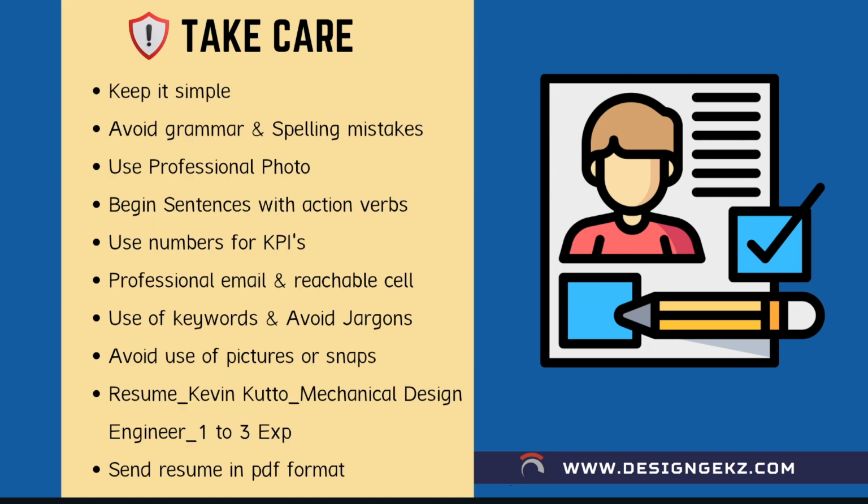I generally prefer to start with the word resume, underscore, your name, underscore, the title like mechanical design engineer or CAD design engineer which you are opting for, and how much experience you have. This information is crisp enough to make sure that the recruiter finds your resume very easily.